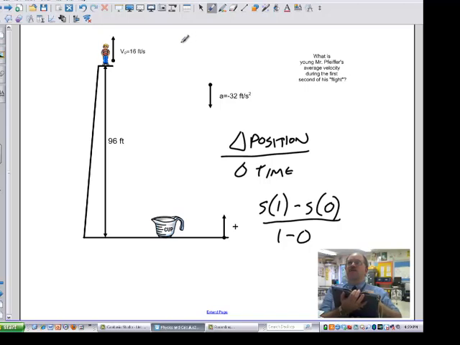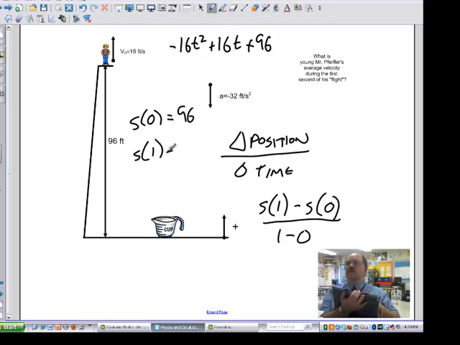So with the position function that we used before, we had negative 16t squared plus 16t plus 96. And so when we figure out Mr. Pfeiffer's position at 0 seconds, 0 plus 0, so his s of 0 is 96. His s of 1, after 1 second, so 1 squared is 1, negative 16 times 1 is negative 16, 16 times 1 is 16, so these two negate each other, and so we're left with 96.